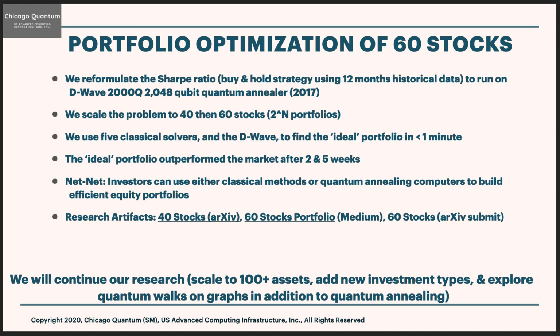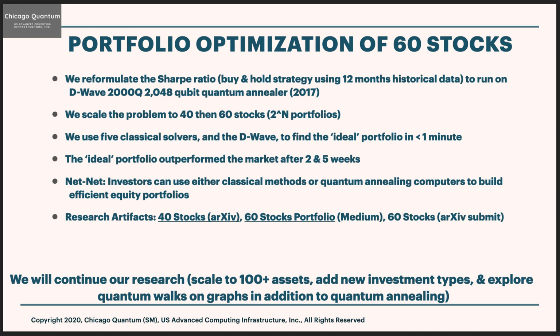So what did we do? We had to reformulate the Sharpe ratio. We had to change it to run on a quantum computer. And the reason we had to do that, actually we had a question about it today, is that quantum computers use linear algebra. You feed it a matrix and it comes back, but it really only does addition and subtraction. The problem is they don't do multiplication and division.